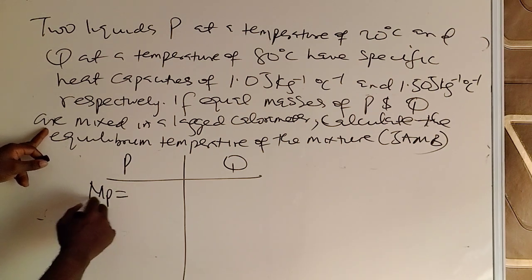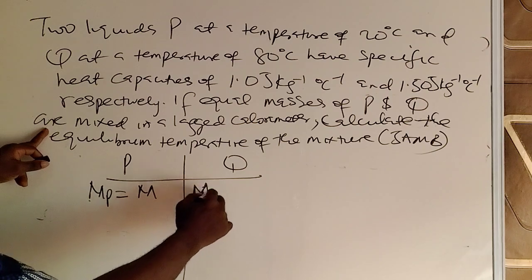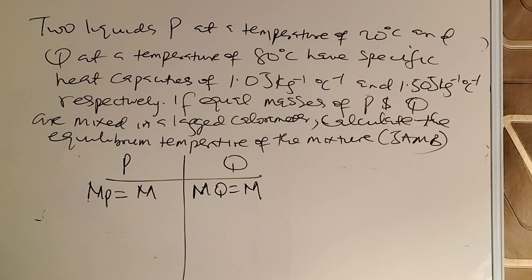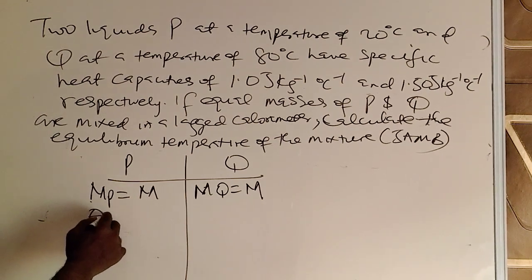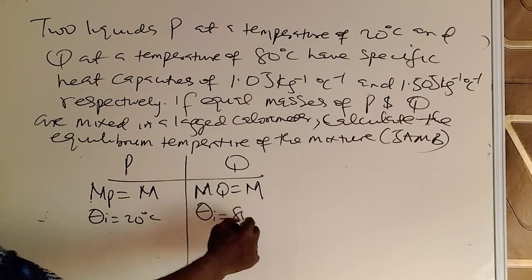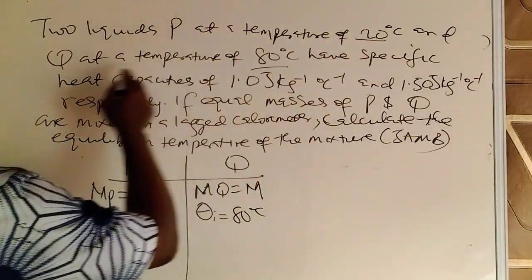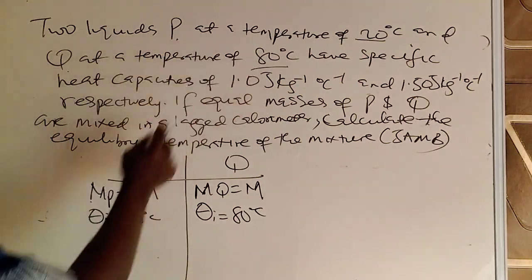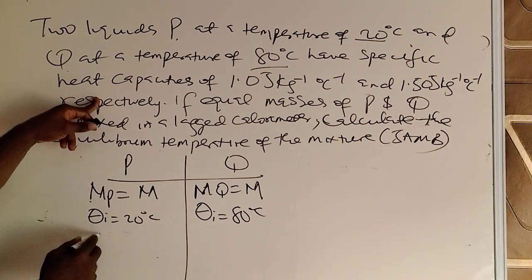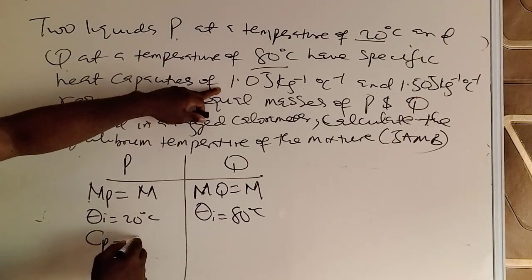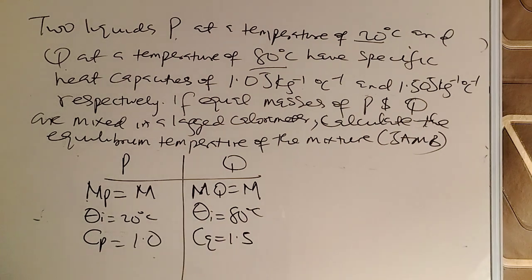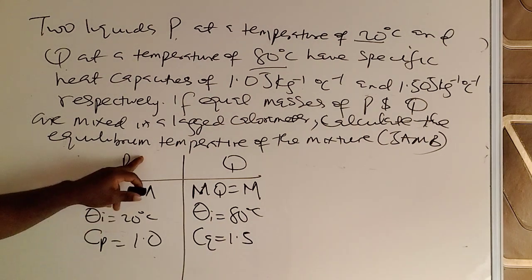So let's take the mass of P as M. The mass of Q remains the same, M. They're not known anyway, but say they're equal. We assume they have the same value. Then the initial temperature of our liquid P is 20 degrees. The initial of liquid Q is 80, as you can see in the equation: 20 for P, 80 for Q. And then we're looking for the final temperature. Also, they gave us the specific heat capacity of P as 1.0 in SI unit, and that of Q as 1.5 in SI unit. So what we're looking for is the final temperature.